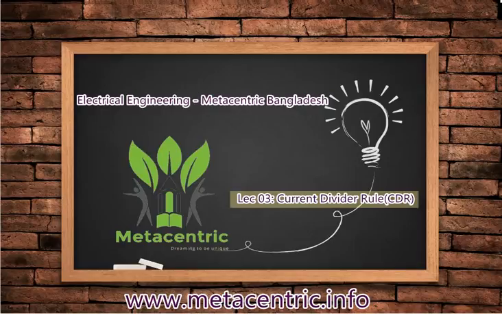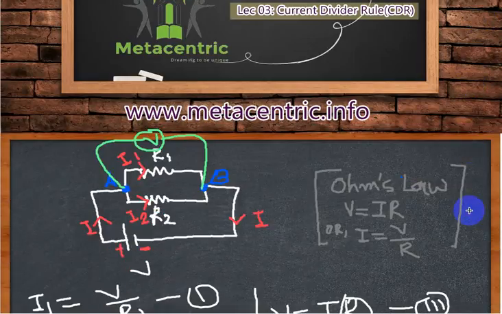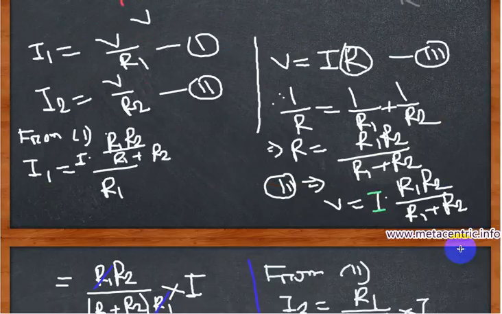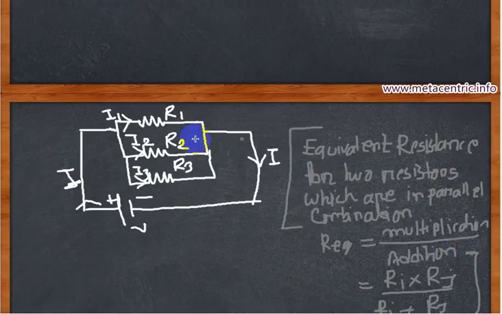So welcome to another video that is related to the lecture number 3, current divider rule. So in the previous video we have learned something that is used for current divider rule. That means if we use that generalized formula we can calculate the divided currents. Okay, so now this is the circuit. If you encounter a circuit that has more than 2 resistors in parallel, what can you do? So how can you solve the CDR formula?